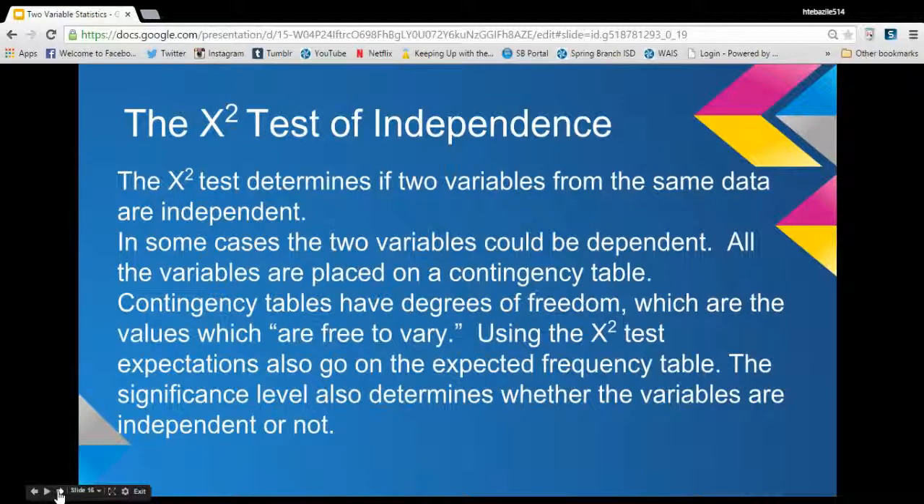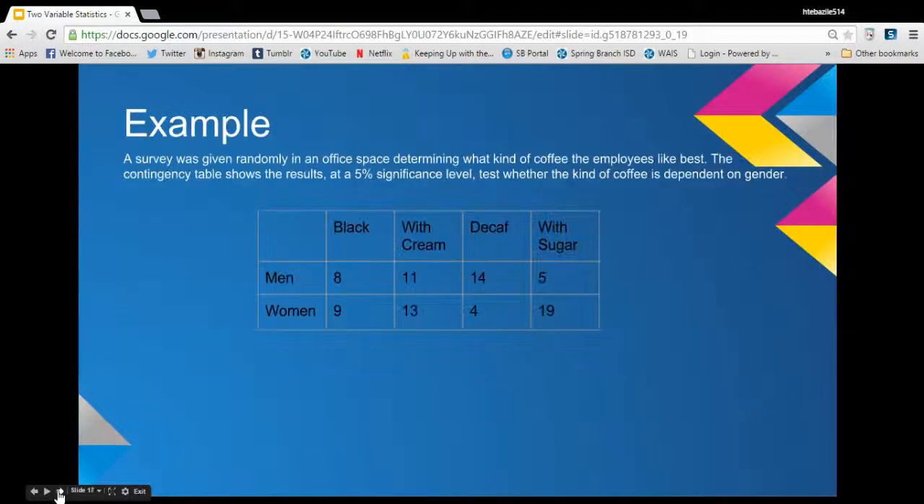The chi-square test of independence. The chi-square test of independence determines if two variables from the same data are independent. In some cases, two variables could be dependent. All the variables are placed on a contingency table. Contingency tables have degrees of freedom, which are values which are free to vary. Using the chi-squared, expectations also go on the expected frequency table. The significance level also determines whether the variables are independent or not.